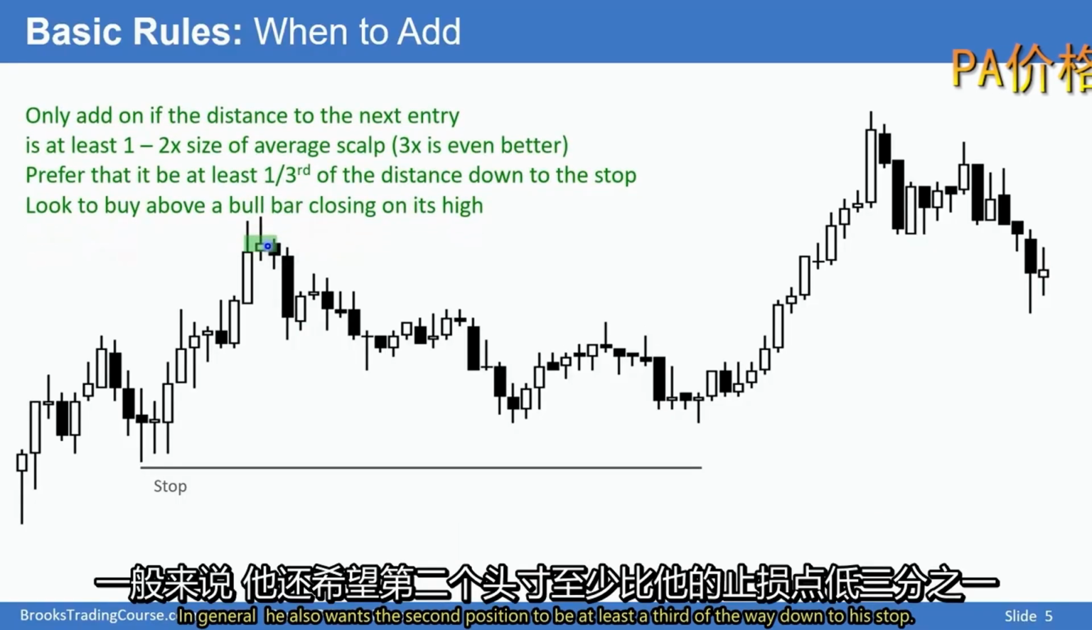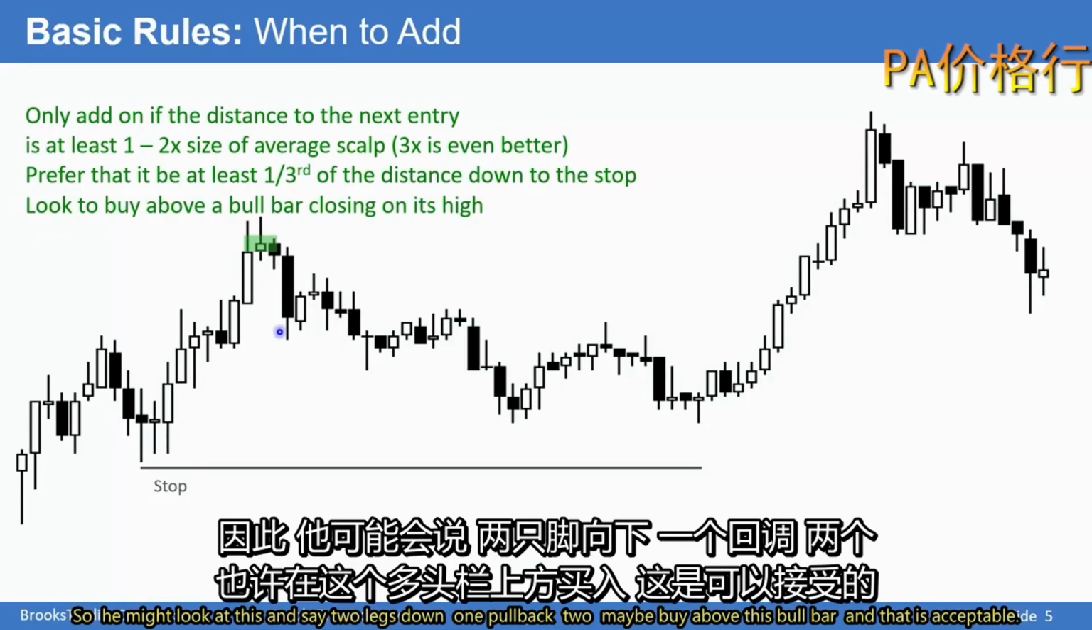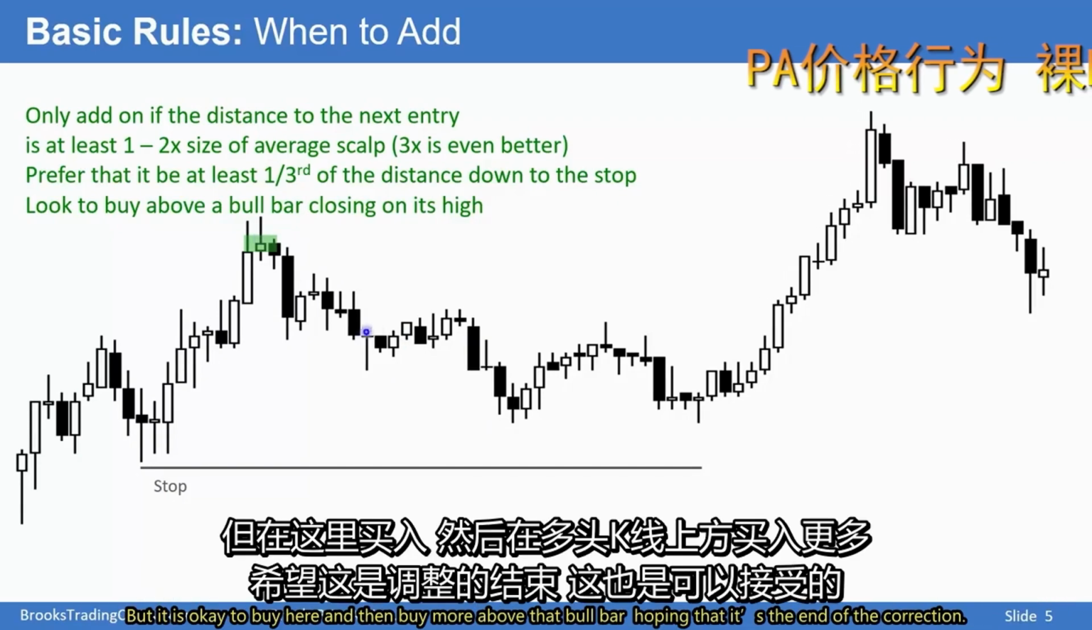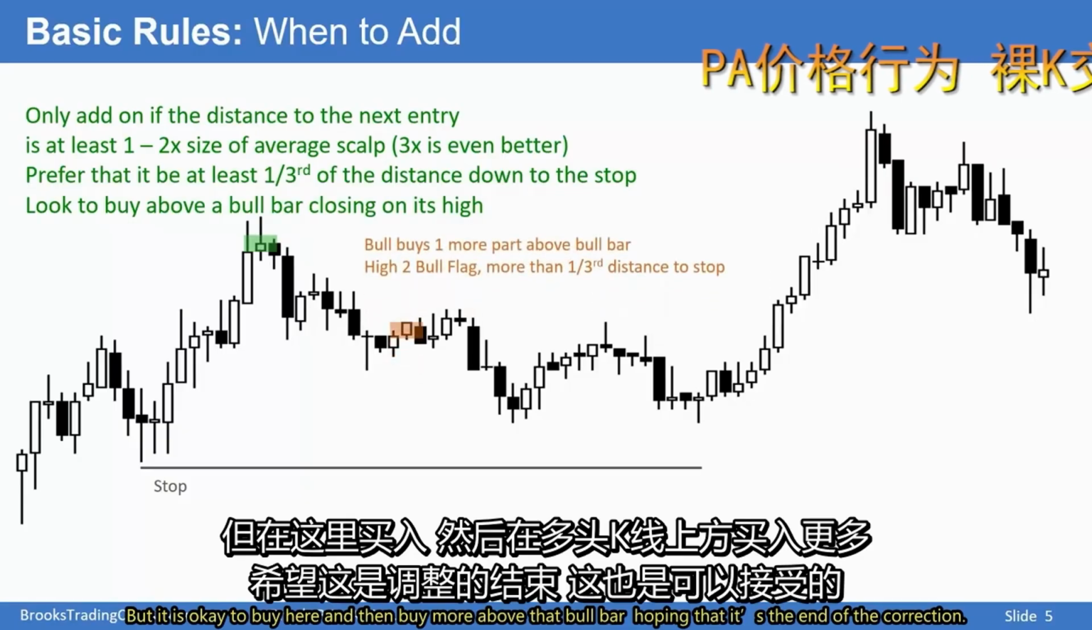In general, he also wants the second position to be at least a third of the way down to his stop. So he might look at this and say 2 legs down, 1 pullback, maybe buy above this bull bar, and that is acceptable. The problem with that is the channel down at that point is very tight, so chances are there'll be at least one more leg down. But it is okay to buy here and then buy more above that bull bar, hoping that it's the end of the correction.